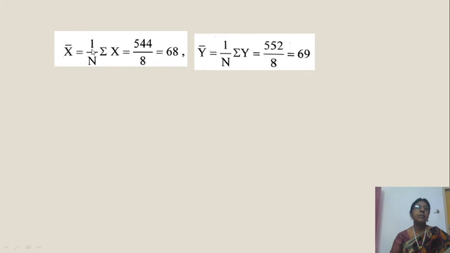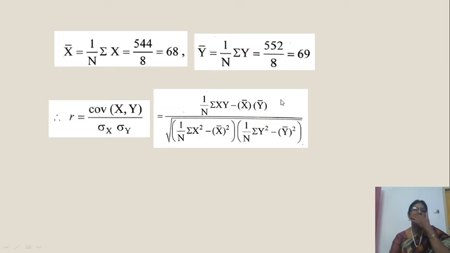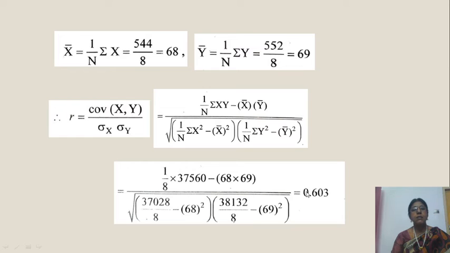Find x bar first. X bar is sigma x by n, 68. Y bar is 69. Here use the gamma formula. Covariance xy is 1 by n sigma xy minus x bar into y bar. This is the covariance of xy. Then the sigma x formula is this, sigma y formula is this. Then substitute the values, you get this.